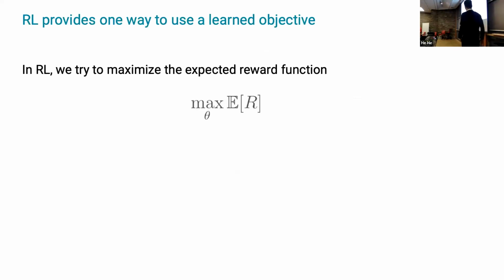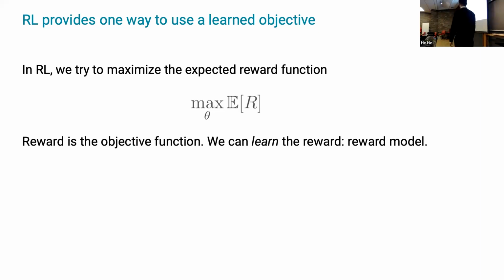And RL provides one way of using a learned objective. In reinforcement learning, we try to maximize the expected reward. I think you covered it in the last lecture. This is a very general way of saying that how the reward is defined is just problem-specific. But if we think about it this way, this reward is the objective function of this learning problem. So if we use a learned reward, then we're using a learned objective function.